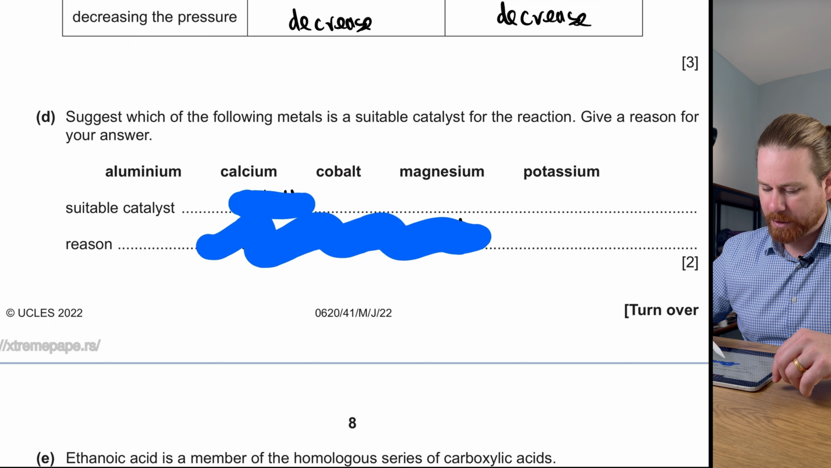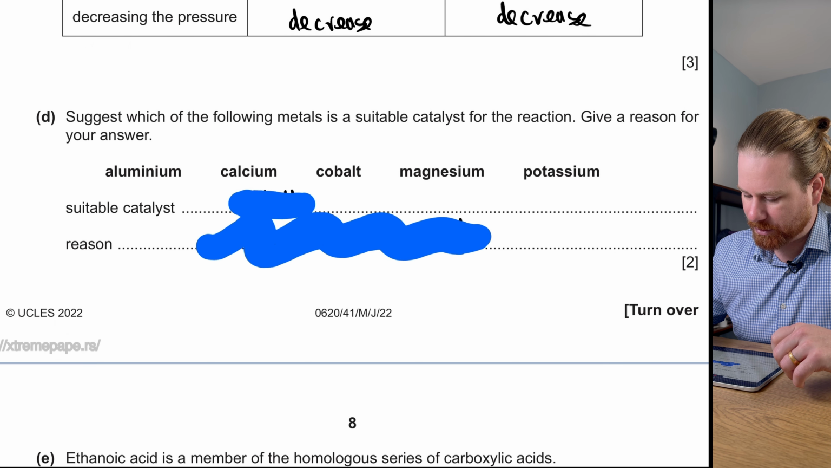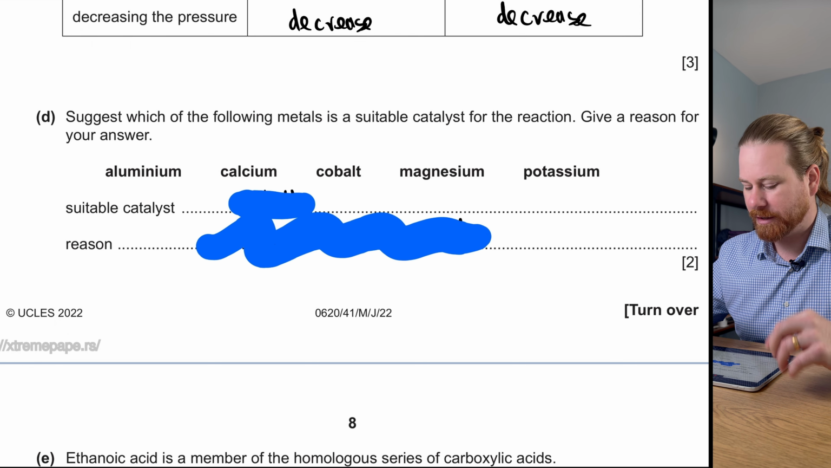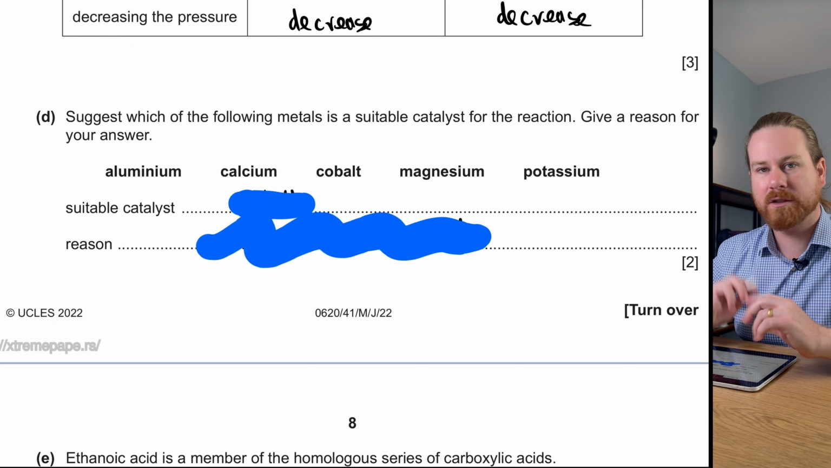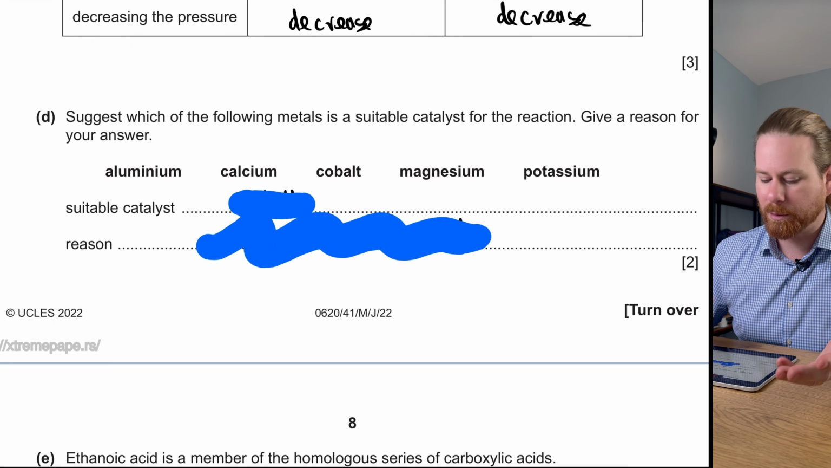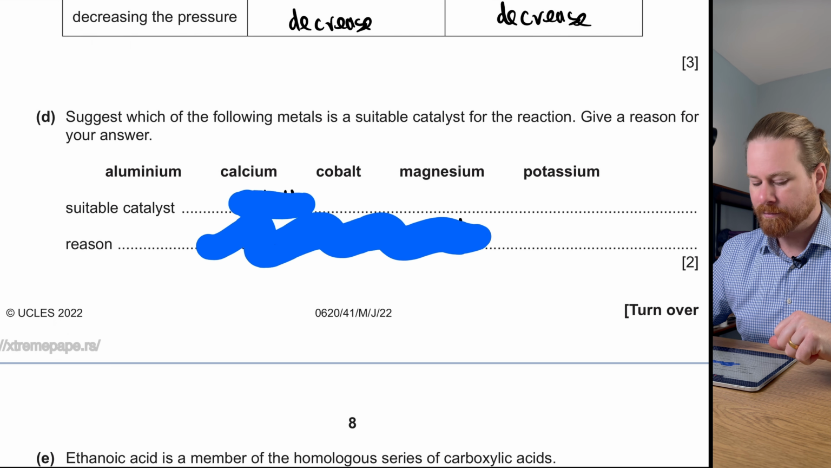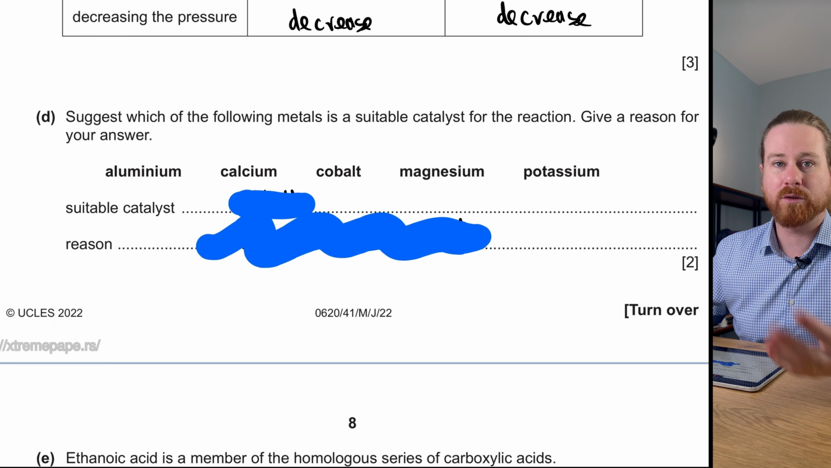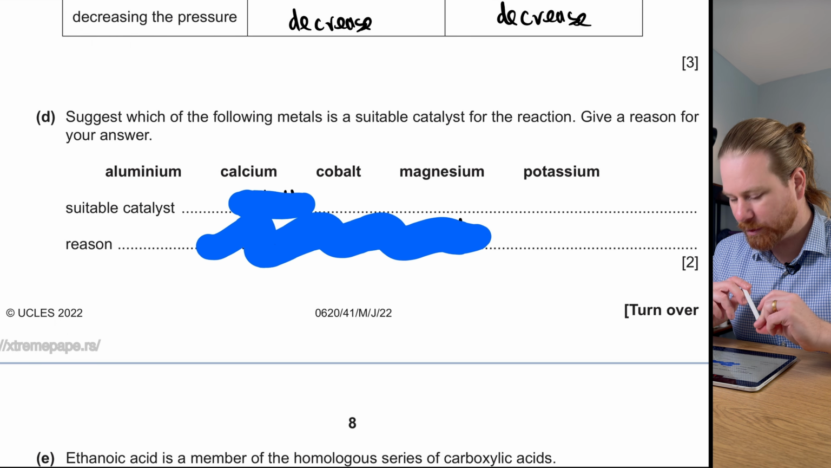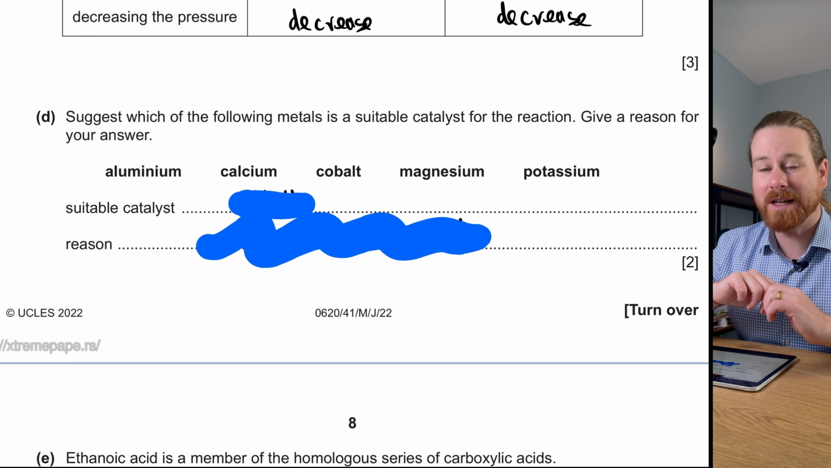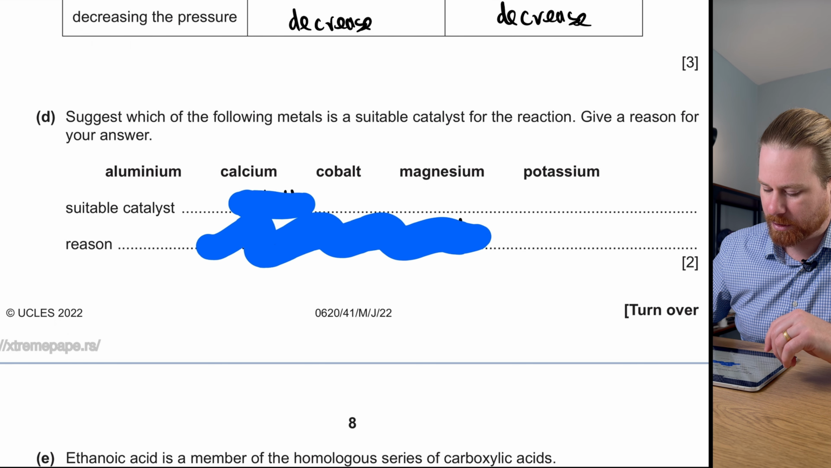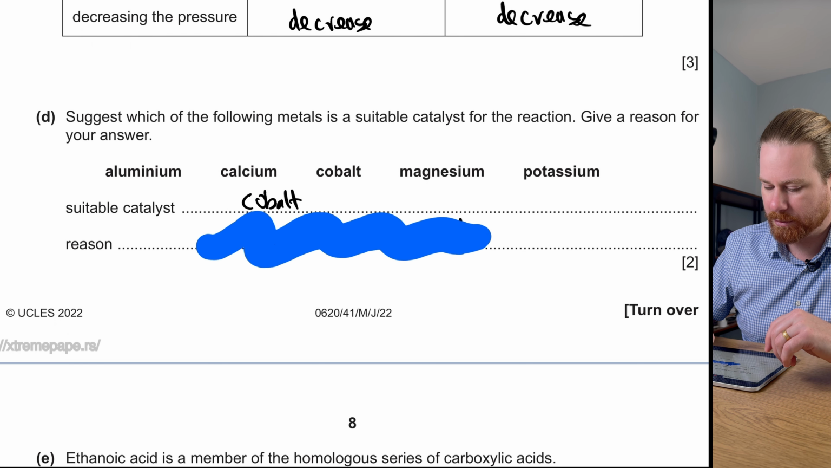Suggest which of the following metals is a suitable catalyst for the reaction and give a reason for your answer. This is an unfamiliar reaction. It's not specifically stated in the syllabus compared to the contact process or the Haber process where you know those catalysts. So this is more testing your knowledge of the periodic table. We need to remember that the transition elements act as catalysts. And we have only one transition element here, which is cobalt.